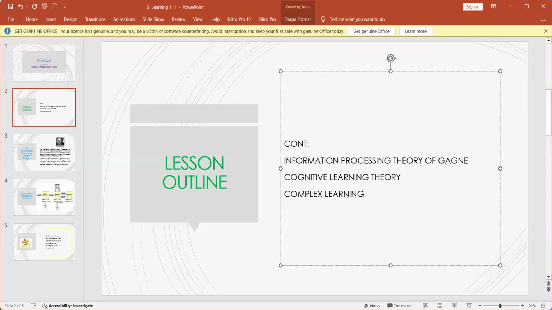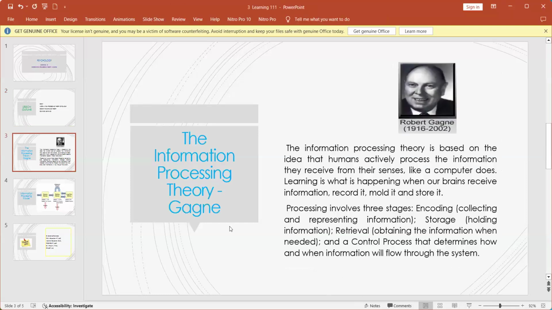Is it okay? You understand? Yes, ma'am. Yeah. So we are looking at Gagné. This is one of the cognitive learning theories. There are other theories as well, okay? But we are looking at Gagné's information processing theory because it's very much applicable to secondary education. As teachers, you will benefit from the insights that you get from the information processing theory of Gagné.